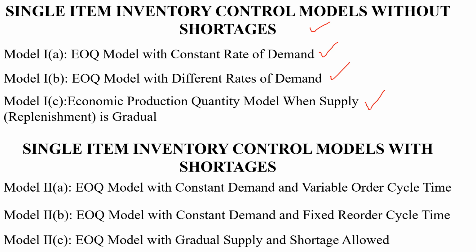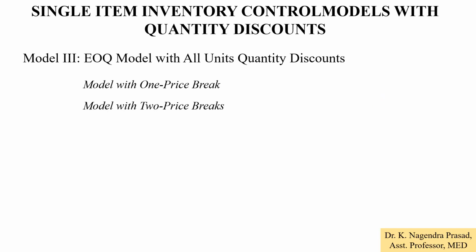Similarly, next are the single item inventory control models with shortage. This is also subclassified into three models: first, the EOQ model with constant demand and variable cycle time; second, the EOQ model with constant demand and fixed reorder cycle time; third, the EOQ model with gradual supply and shortage allowed. And the last one is the single item inventory control models with quantity discount, which we will also discuss.